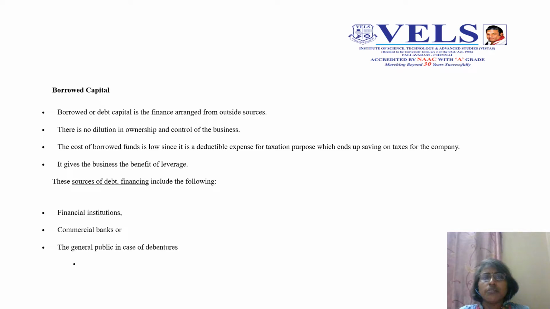So the cost of borrowed funds is also low when compared to equity, because in equity, a lot of flotation cost is involved, as well as paying the underwriters and the registrars of the issue. So many costs are involved. Whereas in the case of borrowed capital, it's not like that. They can easily get funds from different sources like debentures, or they can go to banks in the form of term loans. These are all examples of borrowed capital.